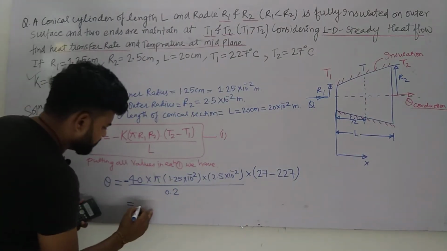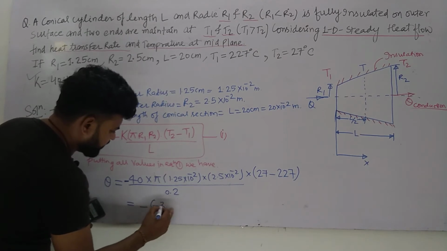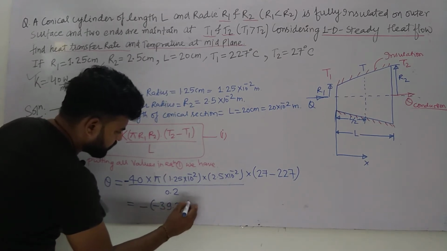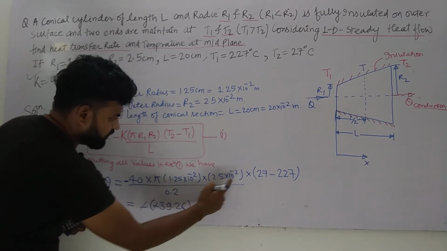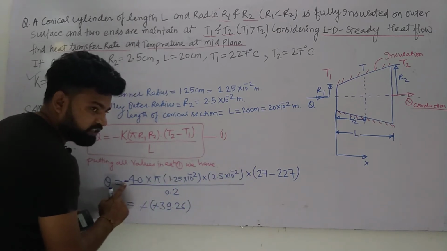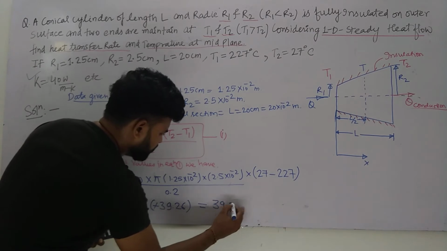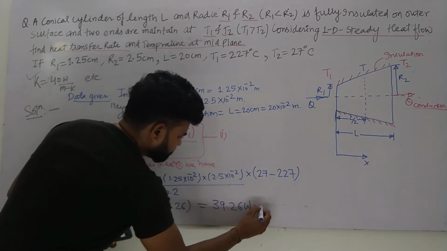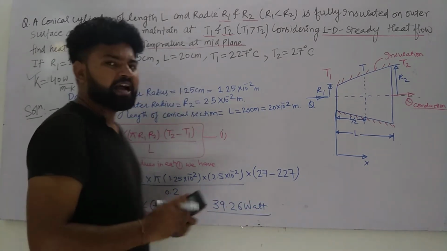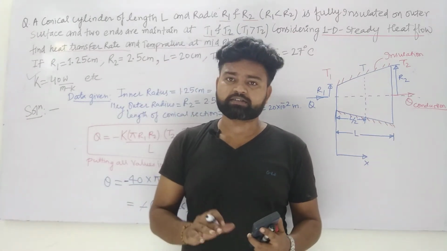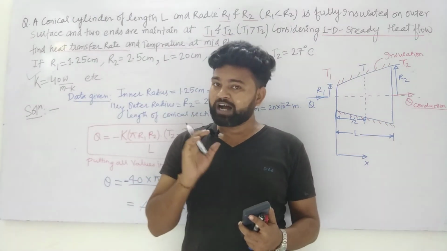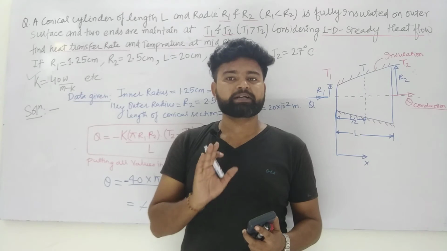So this will become minus of 39.26. So minus of into minus of 39.26. So minus minus will become plus. One negative is from this side and there is always a negative sign here. So that implies this will become 39.26 watt. So my dear students, we have calculated the heat transfer in this case. Now heat transfer we know. So how can we calculate the temperature at mid plane?